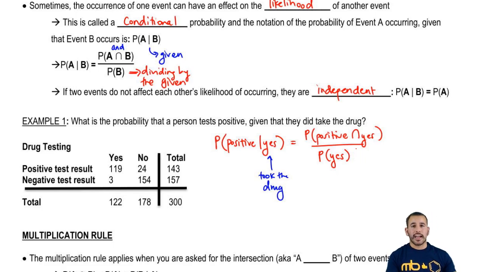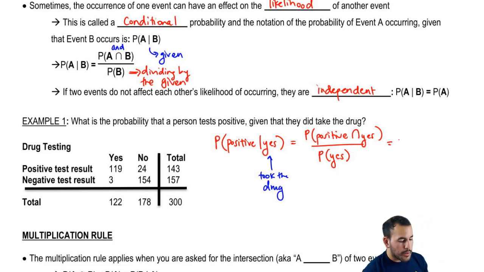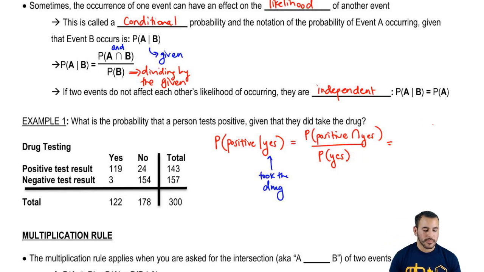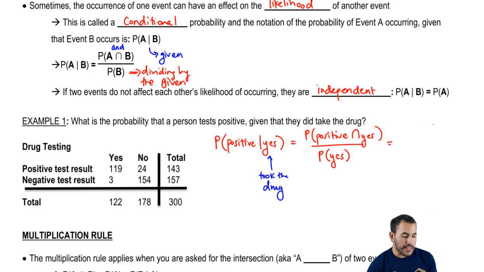So we basically have to look at what's the total number of people, right? And then how many people tested positive and also took the drug. Does that make sense? So the people who tested positive and took the drug, how many of those were there out of our sample of 300? It's 119. Good job. So it's 119 of the people tested positive.